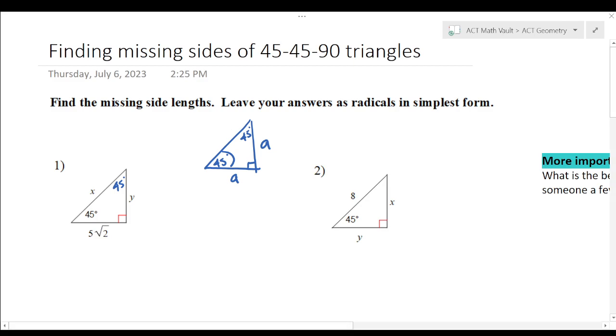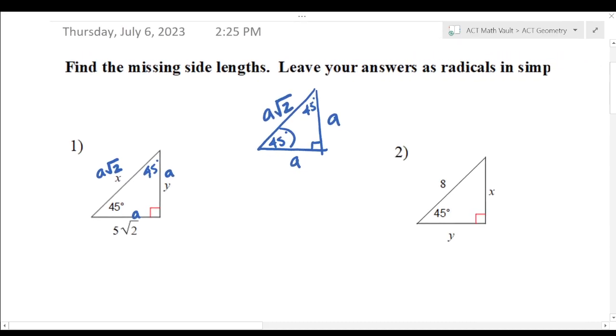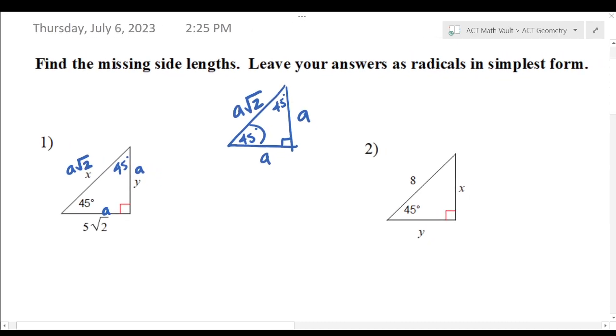But then there is a theorem that also says that the hypotenuse is going to be length A root 2. So meaning, if you multiplied root 2 by the A, let's call it 3. If A is 3, then A root 2 would be 3 root 2. So if you look at this first problem, it's giving us the A. So I want to label, this is my little a, this is my little a, and then this side would be A root 2.